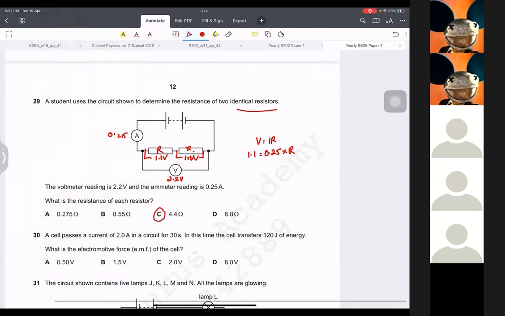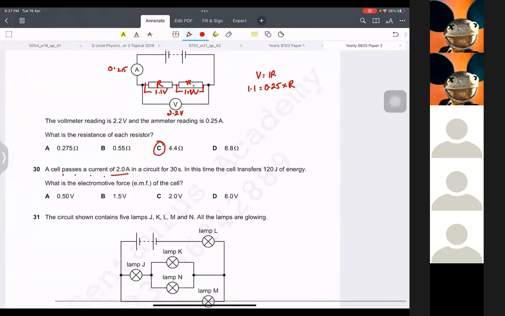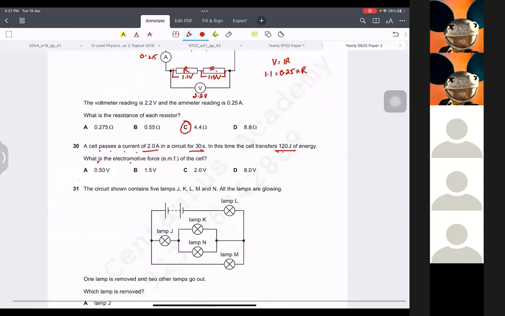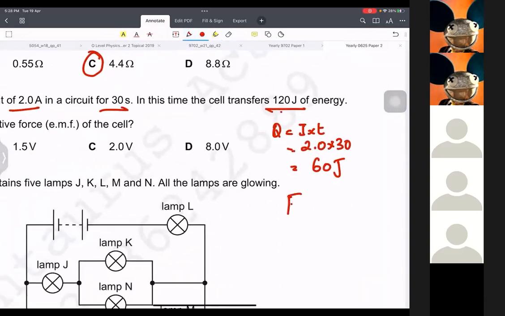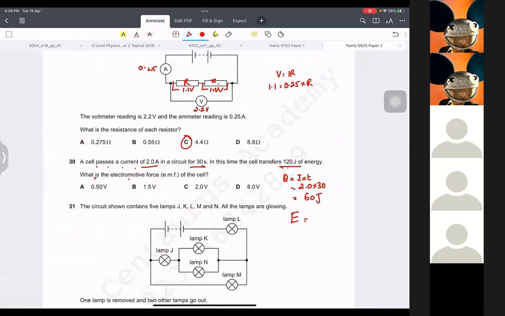Yes, it is. Now, the cell passes a current through this circuit for this time. What is the EMF? So first of all, I will try to find the charge. Charge is current times time. Current is 2, time is 30. So 2 times 30 is 60. Then EMF, if you remember the formula, is energy per unit charge. So energy is 120, charge is 60, so 2 volts.